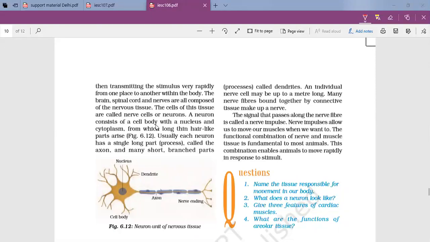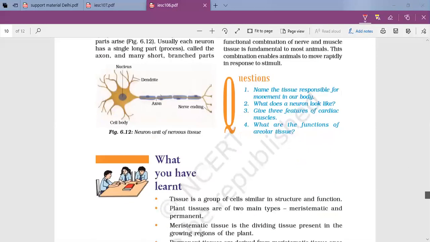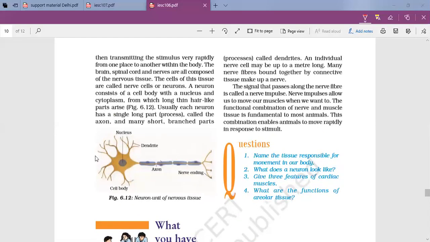A neuron consists of a cell body with a nucleus and the cytoplasm, from which long, thin, hair-like parts arise. Usually, each neuron has a single long part, called the axon, and many short branched parts, the axon endings or nerve endings. Branch parts are called dendrites. So this part is called the dendrite end, and this side is the axon end. An individual nerve cell may be up to a meter long. As 1 meter long also a single nerve cell is present.